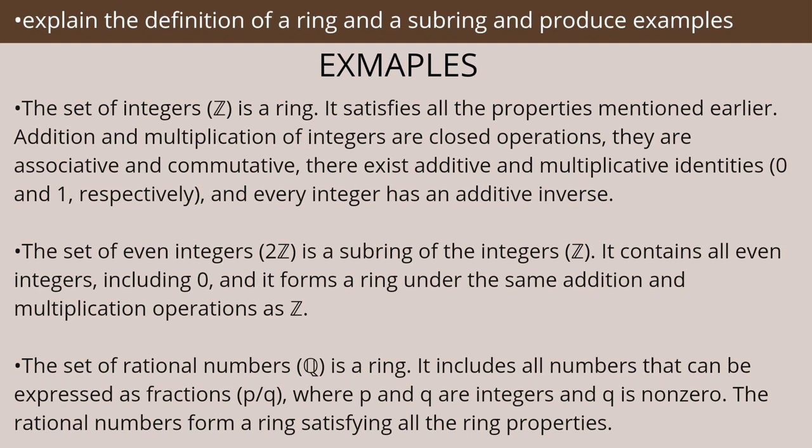Next example, the set of even integers 2Z is a subring of the integers Z. It contains all even integers including 0, and it forms a ring under the same addition and multiplication operations as Z. And the last example, the set of rational numbers Q is a ring. It includes all numbers that can be expressed as fractions p over q, where p and q are integers and q is non-zero. The rational numbers form a ring satisfying all the ring properties.